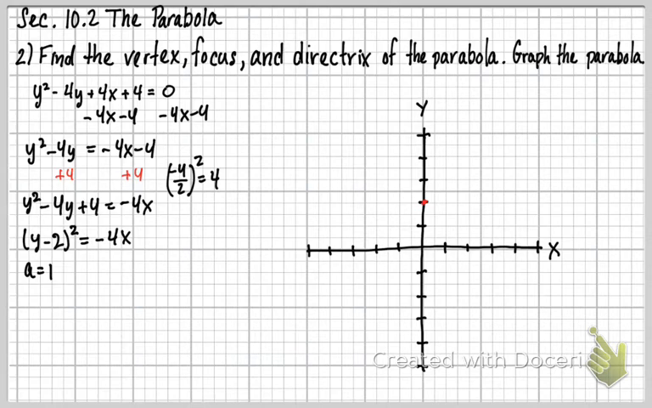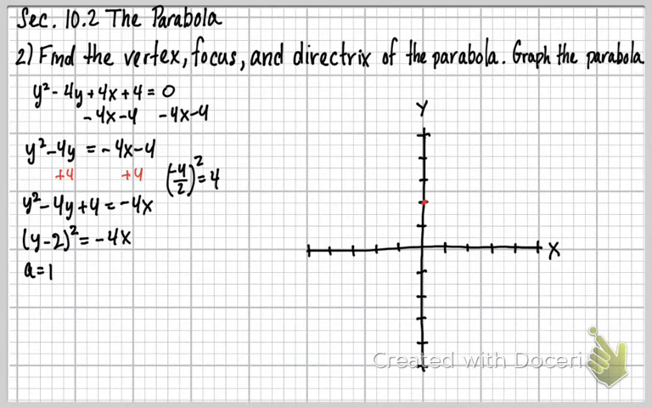Now that I know my a, I know that I'm going to go 1 unit to the left and 1 unit to the right. How do I know it's to the left? Because this is negative here, that tells me it's going to open to the left. Because the y is squared, it tells me it's going to open to the left or to the right. And the negative tells me it's opening to the left, in the negative x direction.